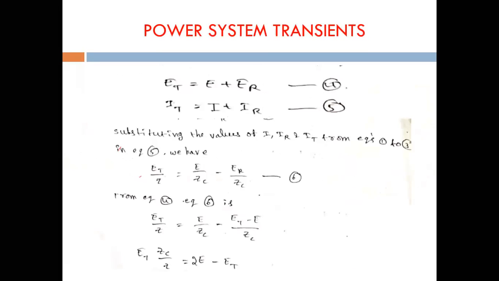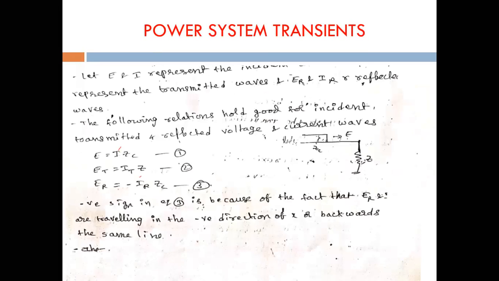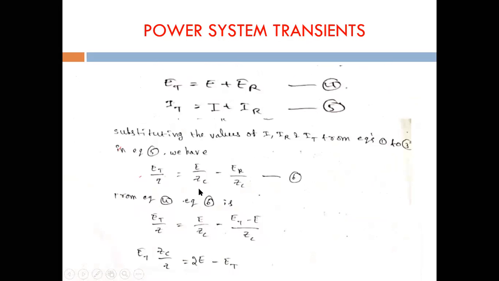Once we check that derivation, first we write down E. V is equal to I into ZC. Normally voltage V is equal to I into R. Then we write down E is equal to I into ZC, ET is equal to IT into Z, and ER is equal to minus IR into ZC. These are equation numbers 1, 2, 3. Similarly, we write down the ET.